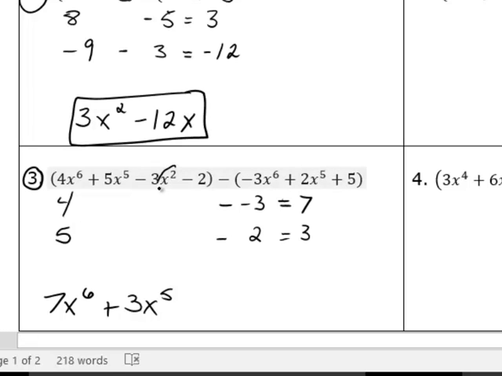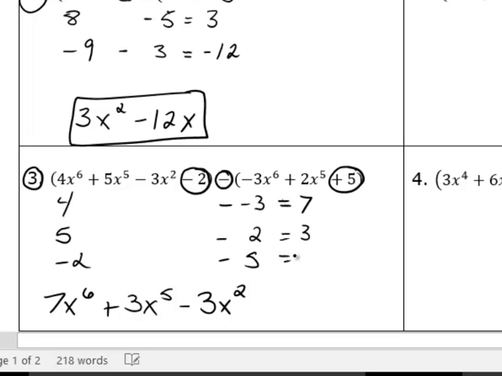Now, as you see here, we have an x squared here, but there is no x squared on this side, so we do not do anything with that. So all we do is just write that, since there is no x squared. So minus 3x squared. Can't do anything with that. And now, lastly, we have a negative 2 minus 5. They are the same sign, so we add the numbers. 2 plus 5 is 7. Keep the negative, negative 7. So it'll be minus 7. And this here is your answer.